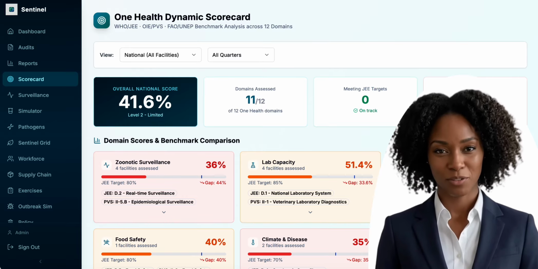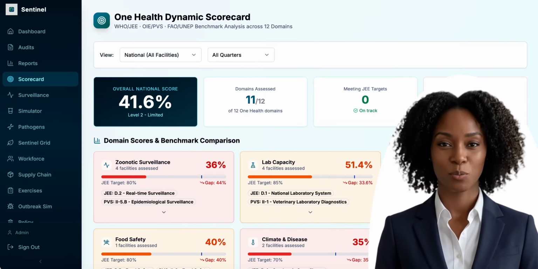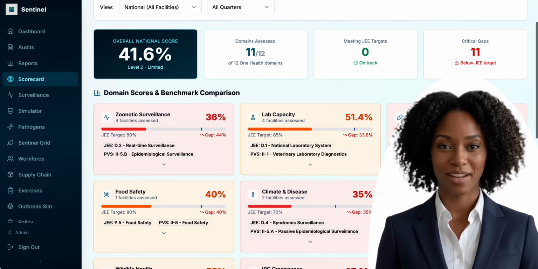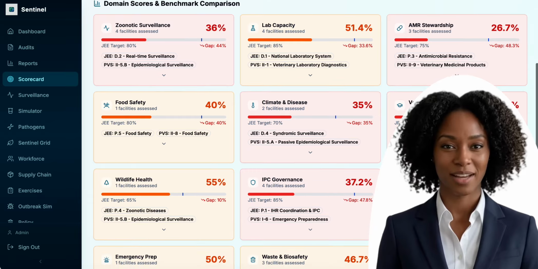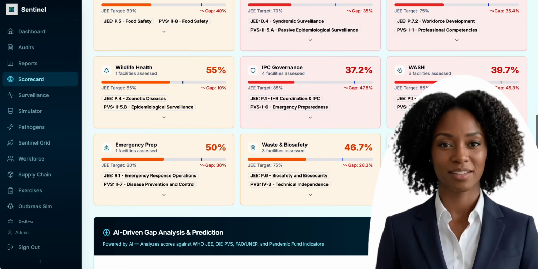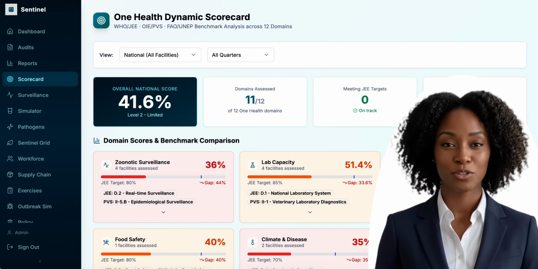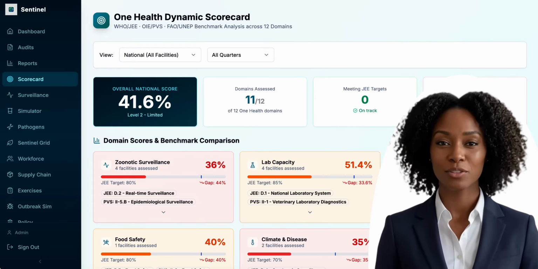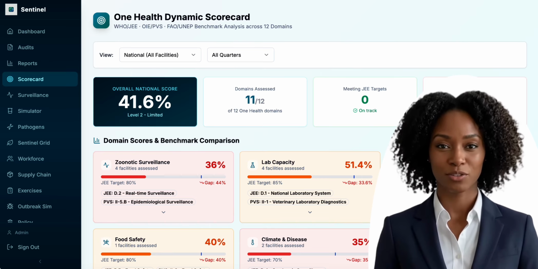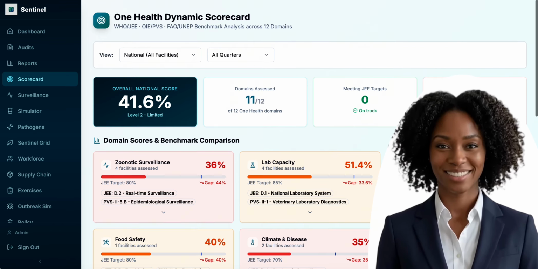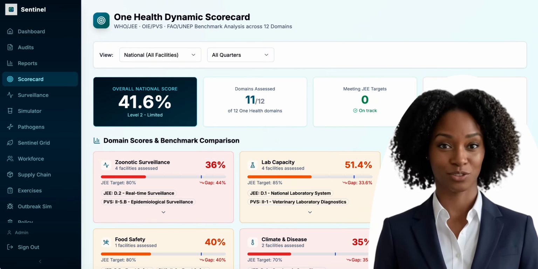For a national One Health coordinator, this scorecard serves as a quarterly metric to assess whether joint investments, such as a shared disease database, are effectively closing the gaps identified across the 12 domains. For a student, it provides a practical tool to understand where their country's weakest links lie in preventing the next pandemic. This concludes today's tutorial.